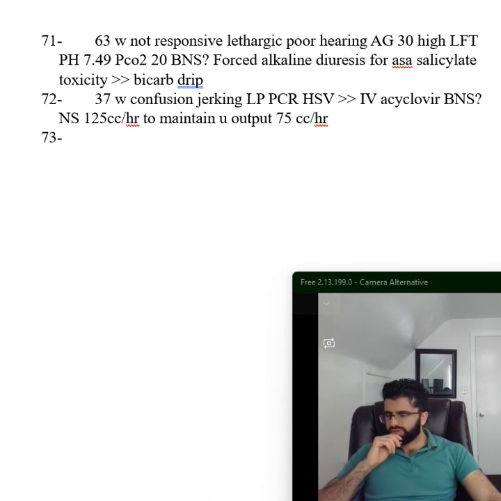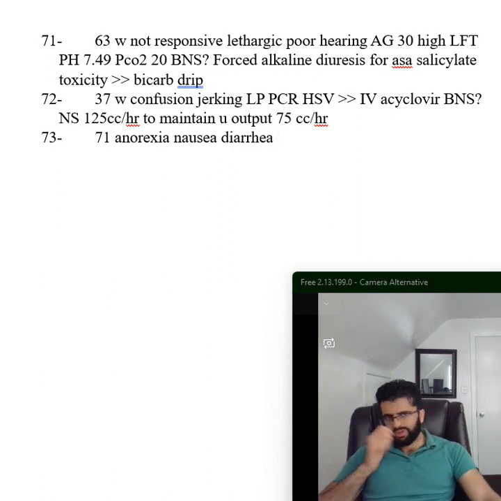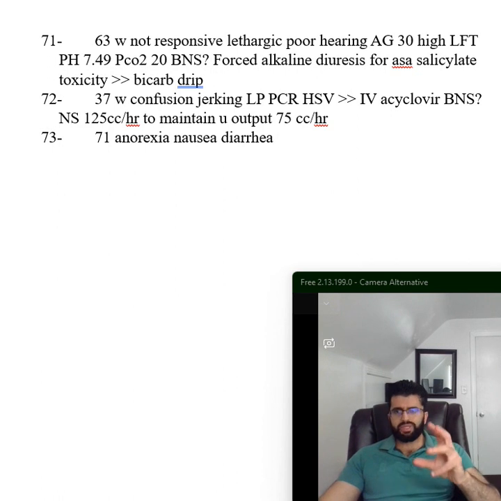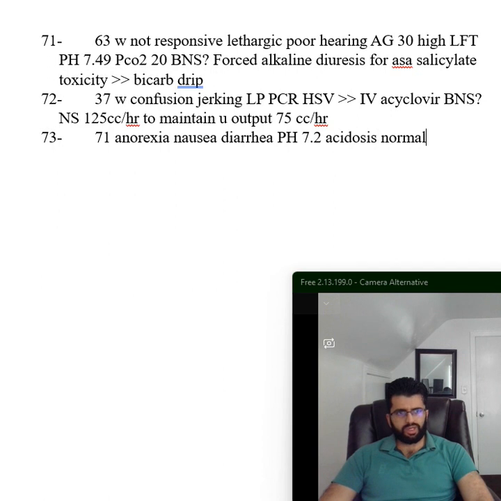Now you have another patient. It's also another interesting case. You see a 71-year-old who came in with anorexia, nausea, and diarrhea. So you do labs, just regular labs, like for everybody. What do you find? You find in the BMP there's no anion gap. It's fine, okay. But you check the pH, it's 7.2. So there's acidosis, okay, with normal anion gap. So in this case, this is normal anion gap metabolic acidosis, like any smart doctor would do.